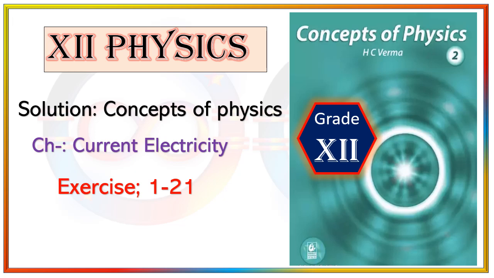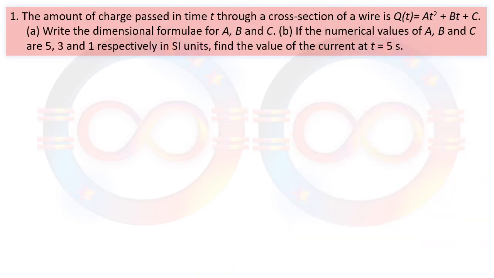In this video, let us learn to solve question number 1 to 21 from the chapter Current Electricity. The book is Concepts of Physics. In this question, it is asked that the charge which is passing through the cross-section of a wire is given as AT square plus BT plus C. We have to find the dimensional formula of A, B and C.